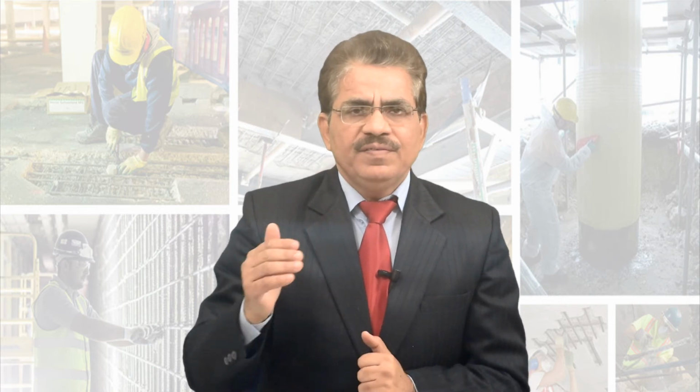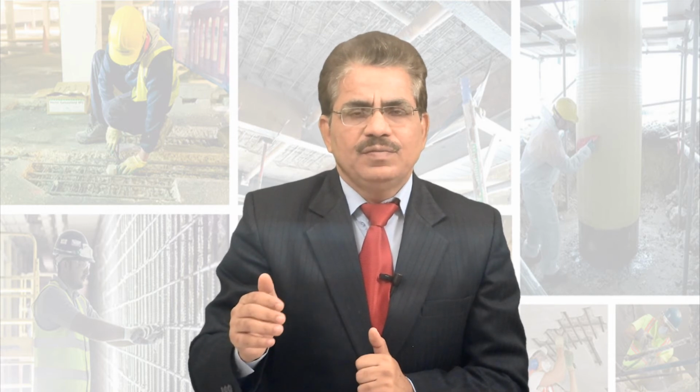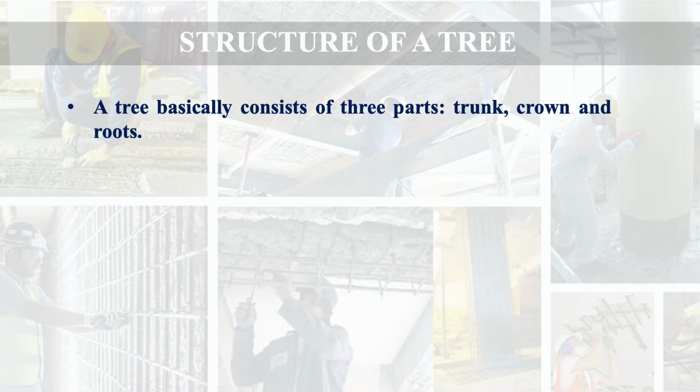Now let us have a look at the structure of a tree. Now after classification, we should know the structure of a tree, how it is formed and the terms in its formation. What are the terms? A tree basically consists of three parts. What are these three parts? Trunk, crown and roots.